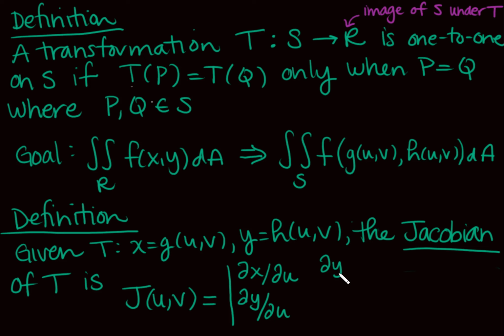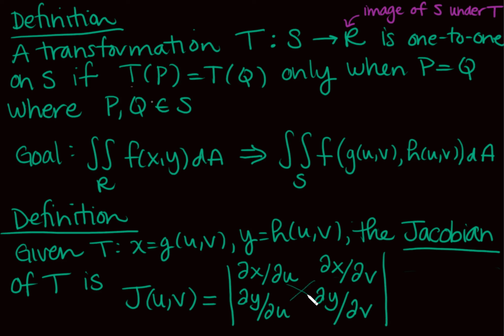Oh, whoops, that's not what I wanted. I want x. So partial of x with respect to u, partial of y with respect to u for the first column. Then the second column is going to deal with the v's. So remember, when we do a substitution, a u substitution, right? We have to, so this is the determinant.